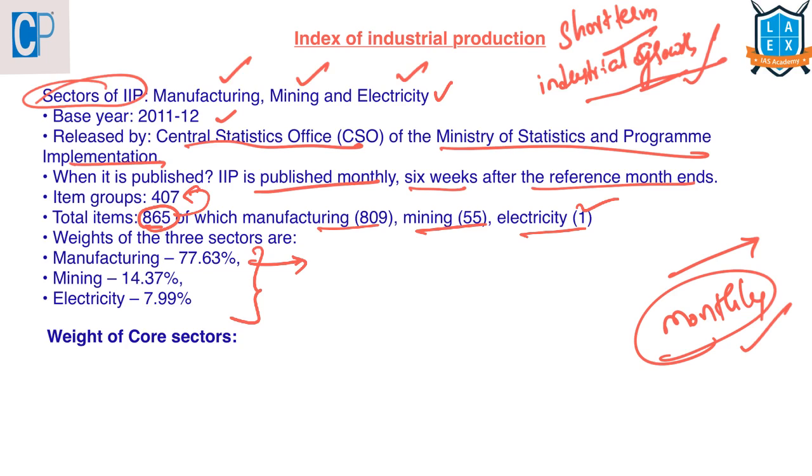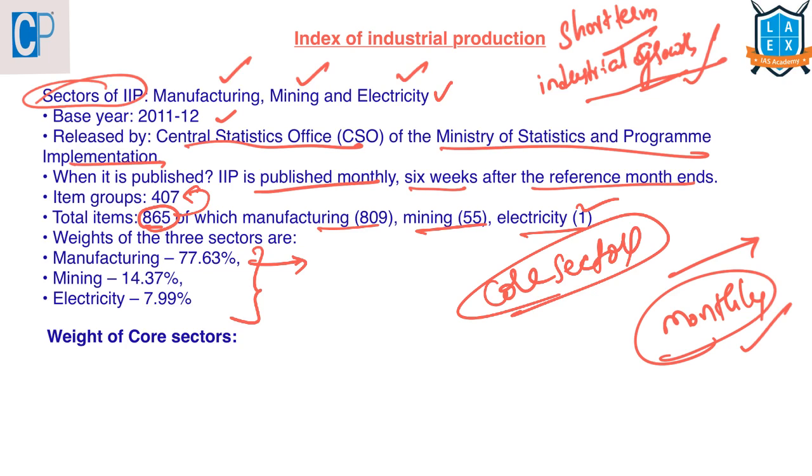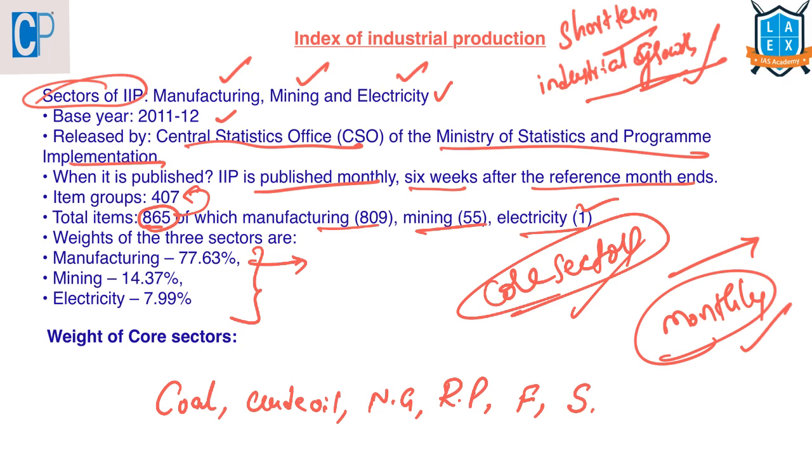Here, the Index of Industrial Production will also include the growth of core sectors. It will measure even the growth of core sectors. What are these core sectors? They are like a backbone to an economy, without which the economy might collapse. Our India has 8 core industries. What are those 8 core industries? Coal, crude oil, natural gas, refinery products, fertilizers, steel, cement and electricity.